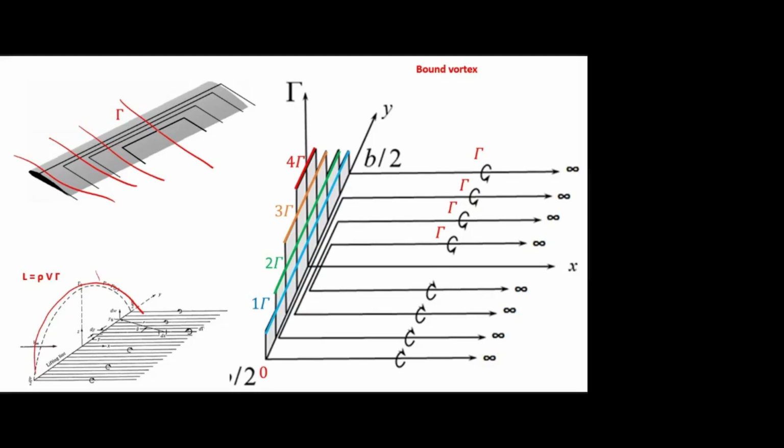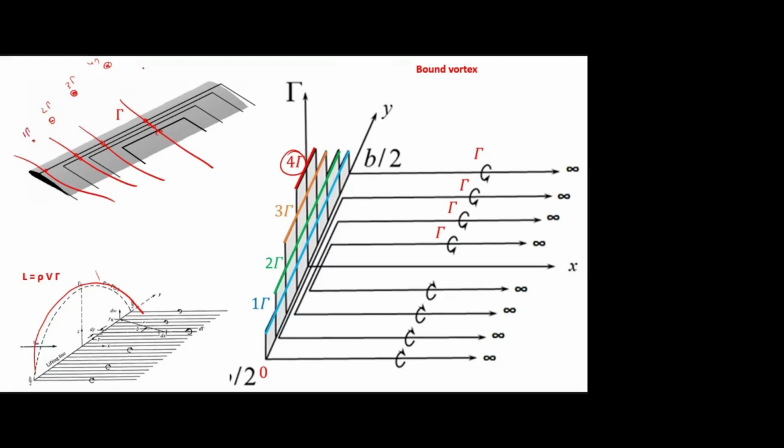At the center line, if you take it, 4 vortex filaments are crossing, so the strength is 4 gamma. Maybe the point is here. On this line, only 3 vortex filaments are crossing, so this is 3 gamma. On the third line, only 2 vortex filaments are crossing, so the strength is 2 gamma. And on this line, only one vortex filament is there, so it is 1 gamma.